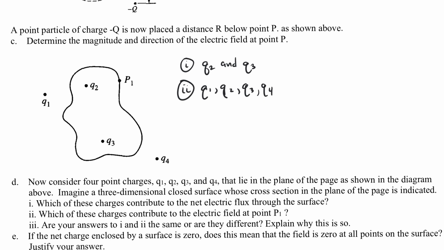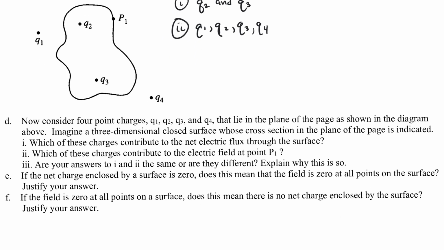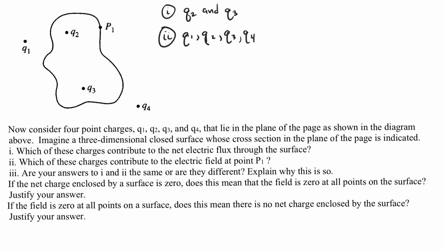So let's go to question E. If the net charge enclosed by a surface is 0, does this mean that the field is 0 at all points on the surface? No. It just means we have equal amounts of field going both into and out of the surface. So you could have strong electric fields going out of the surface in one part of the surface and electric fields going into the surface at other parts of the surface, but the total flux is 0. So all electric field going in is equal to all electric field going out.